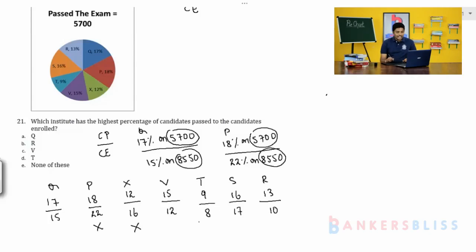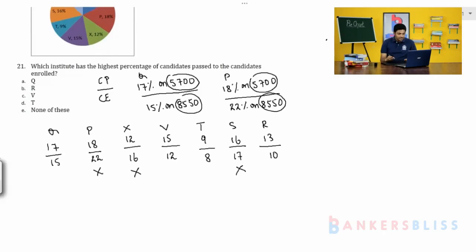Next, T, 9, numerator is more than the denominator, so again it is more than 100%, let us take it for consideration. Next, for S, 16 by 17, numerator is less than the denominator, so the value is less than 100%, so you discard S. So, now how many values are remaining? See here, 17 by 15, that is Q. Next, 15 by 12, that is V. Next, 9 by 8, that is T. Next, 13 by 10, that is R. You have only 4 values now.